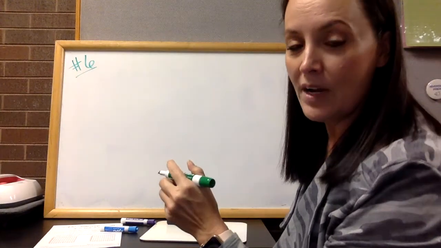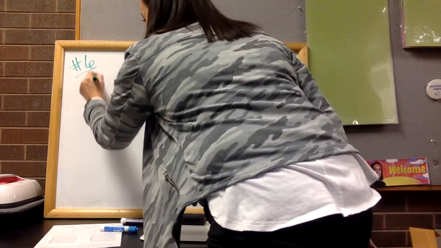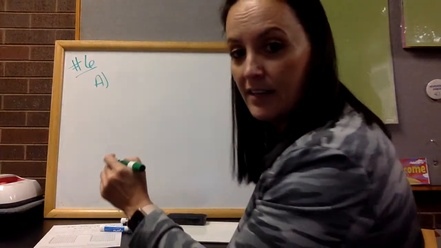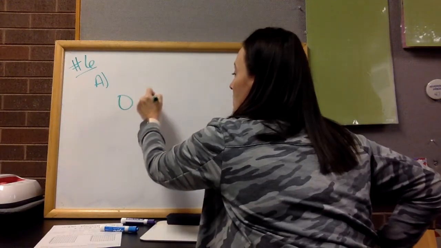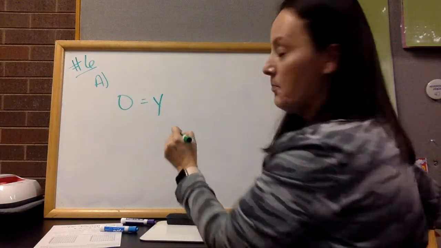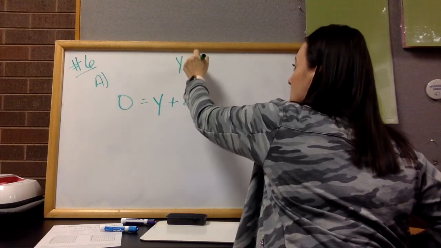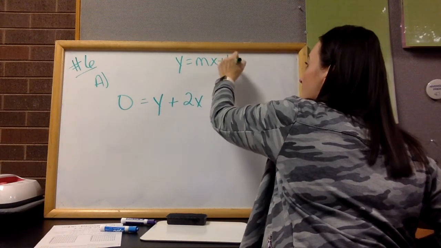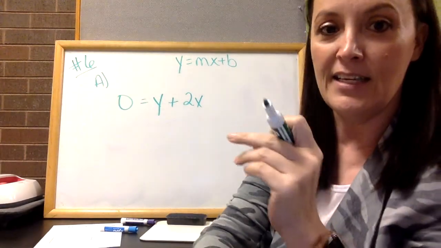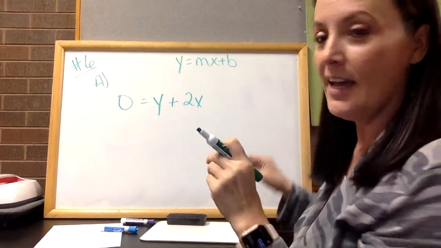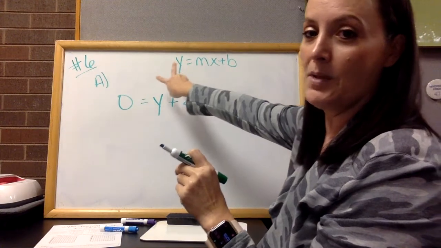Number 6, you have this equation. Here's A. A looks like this: 0 equals y plus 2x. Our goal is to get these so that it says y equals mx plus b. And what I want you to recognize is that this y doesn't always have to be on the left-hand side.